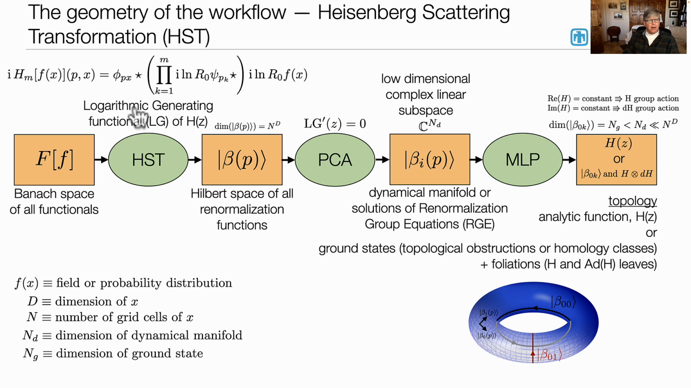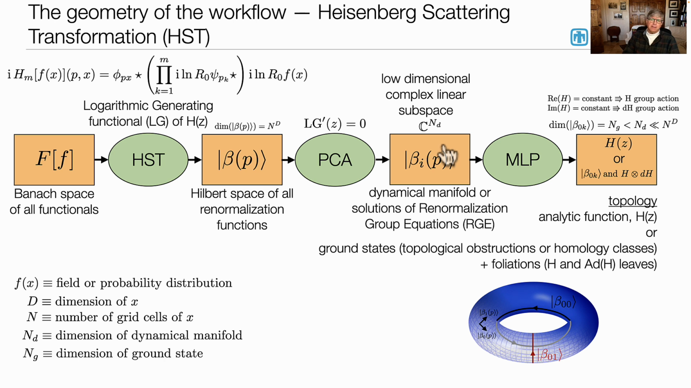And what is great about the fact that this is a logarithmic generating functional is that things are now linear. This is very similar to taking the log of the likelihood, so that things will now be linear in the log likelihood. Okay, and again, now we use a principal components analysis that can very quickly find what this low dimensional linear subspace is.